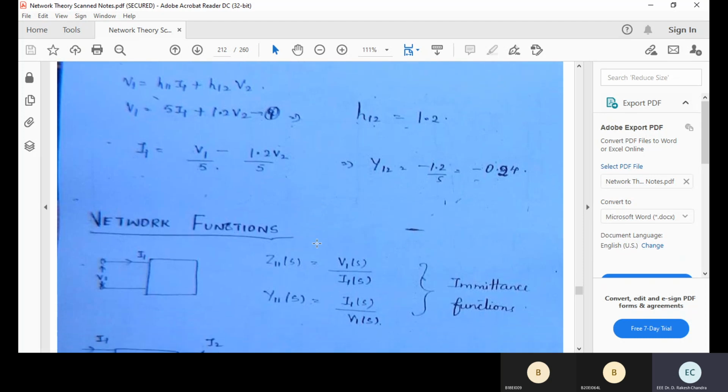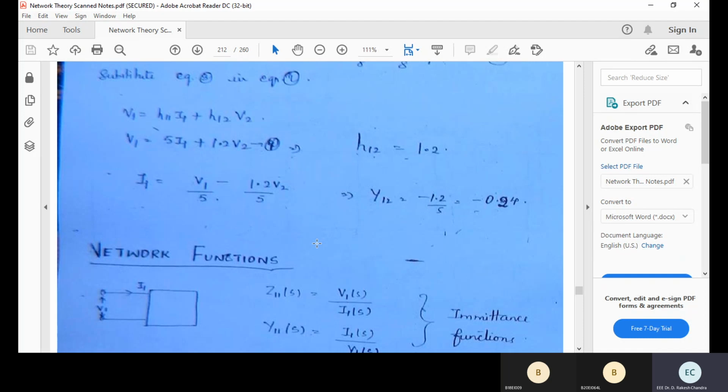The next topic, network functions, is not there in your E&I syllabus. Tomorrow we'll go to the filters. After that, we can revise any pending topics. After that, in one or two classes we will solve problems and conclude your network theory. Maybe by this weekend, Friday or Saturday, I will conclude your network theory. After that, another topic is going to start.